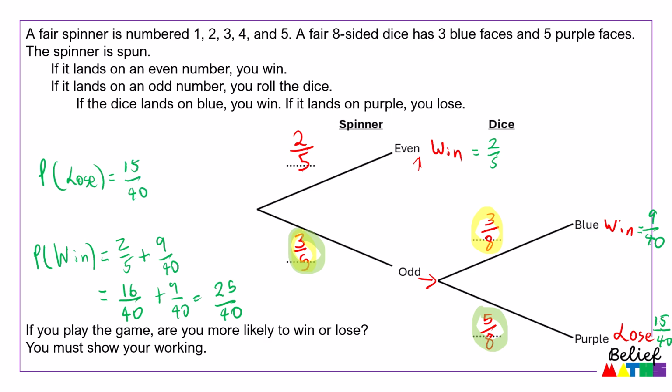So it says, are you more likely to win or to lose? Well, the probability of winning is higher than the probability of losing. So therefore, we're more likely to win. So the answer to the question is to win. Make sure we go back and we read that last part of the question to make sure we make the decision it asks us to do. It doesn't ask what the probability is. It asks, are we more likely to win or lose? But by saying we must show our working, we have to get those two probabilities in a comparable form. So either both as decimals, both as fractions with the same denominator, or both as percentages.